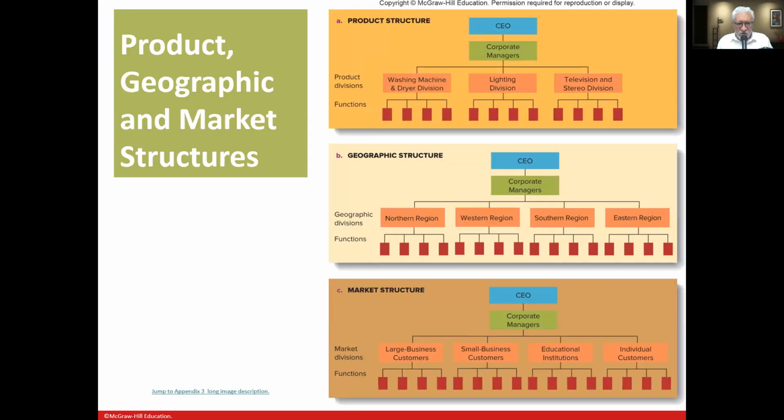What the textbook presents is this illustration, and I know it's a textbook because it says copyright McGraw-Hill over here. There's a product structure. I think it's a fairly straightforward one. And there's a geographic structure, and here is a market structure. I think you should just pause this video at this point in time and drink that in and figure out what it is and turn to that page in the textbook if you have it.